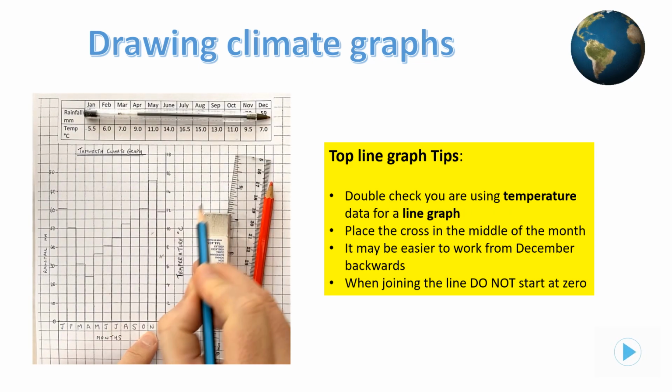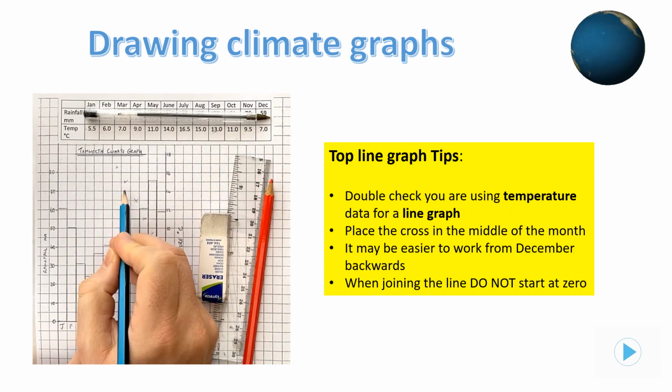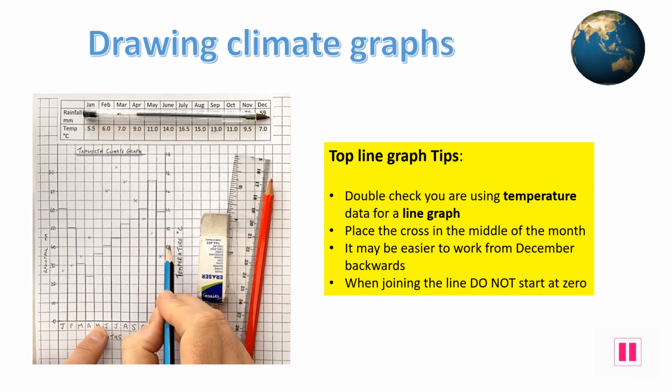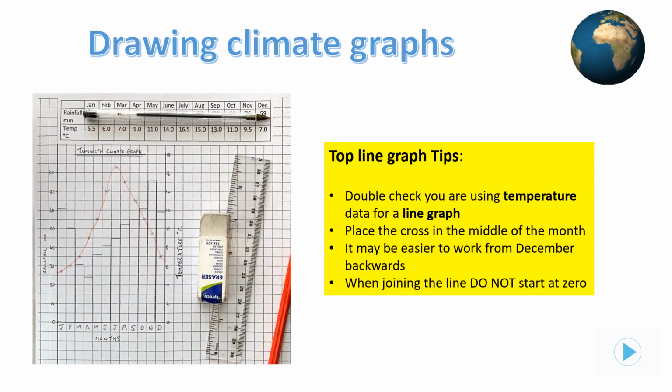The line graph is carefully created using the right hand temperature y-axis with a pencil. A red pencil then links up the crosses. It may be worth replaying this part, making sure you get it correct before moving on.